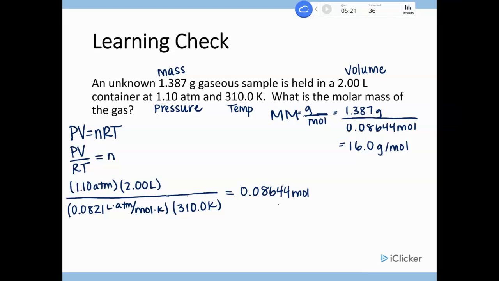Would you ever have to identify what gas it was? You might, but you would be given more information. Like it might be, this gas could be O2, Cl2, etc. Which one is it? There are a lot of different molecules that would add up to 16.0 grams per mole. So you'd have some more guidance.